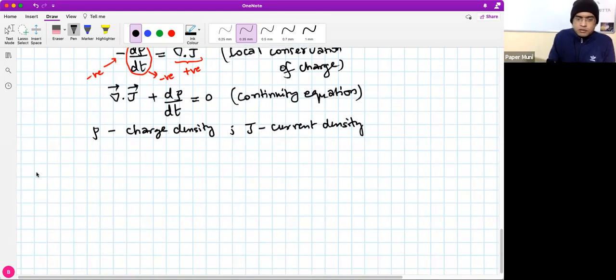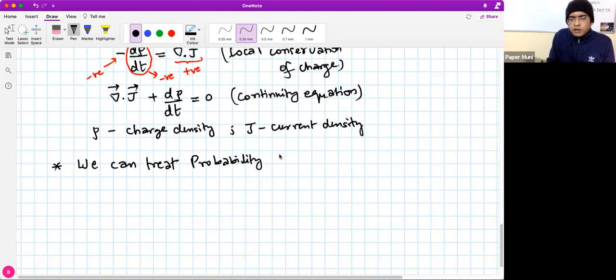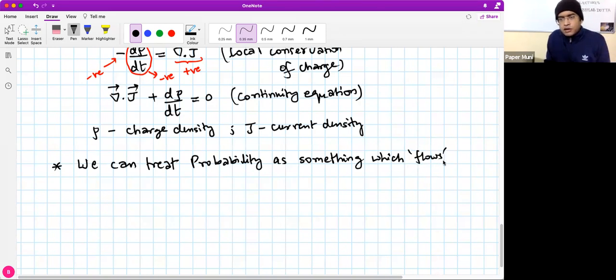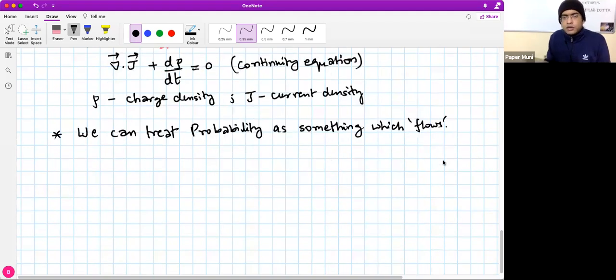Like now somebody came up with this idea that we can treat probability as something which flows, like a fluid or like a charge. Now let's see what does it mean.